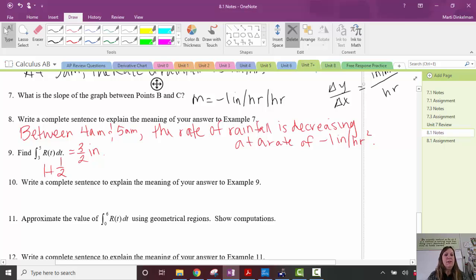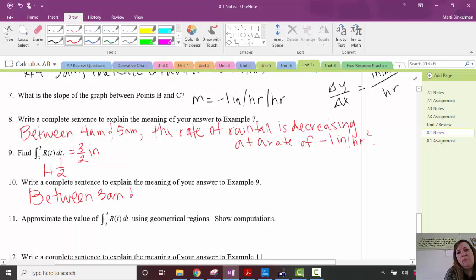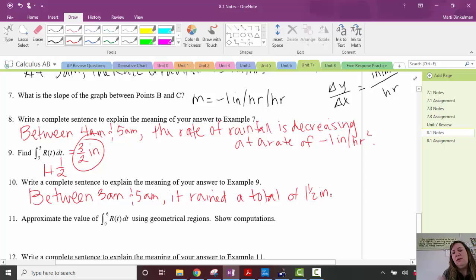Okay. All right, so write a complete sentence for that one. So this is between 3 and 5. And again, we kind of already have that, so we know that this is inches, and that's how much it rained, basically. So it rained a total of 1.5 inches. One and 1/2. So again, a couple things in there. Make sure you say when, that 3 to 5, and include the unit in there.